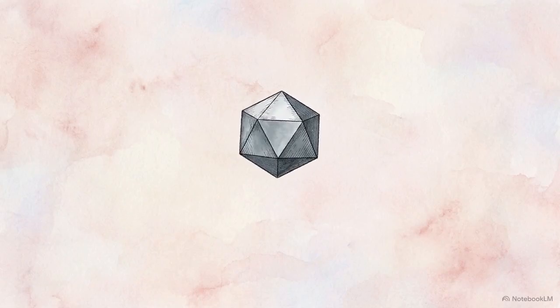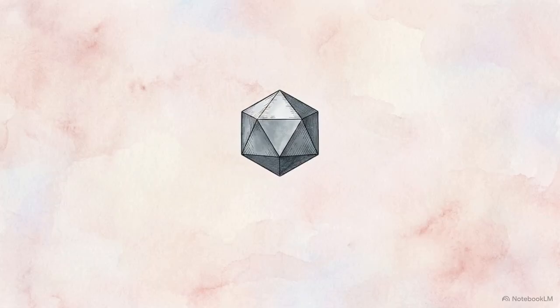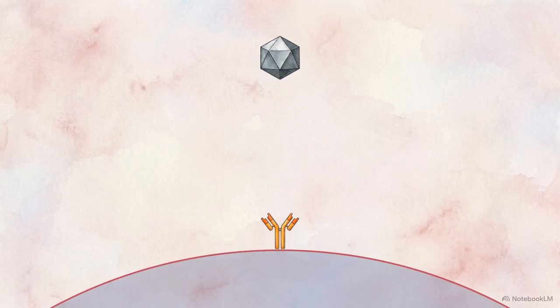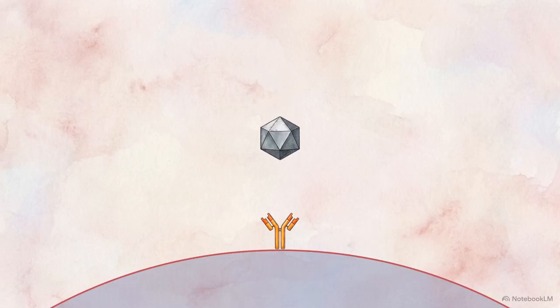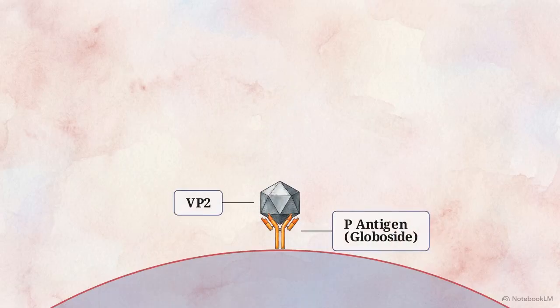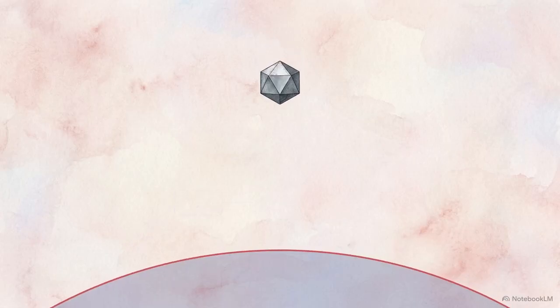B19V is an erythroparvovirus, a non-enveloped, single-stranded DNA virus. This animated diagram illustrates how B19V enters a host cell. Its clinical pathology is driven by strict tropism. The VP1U and VP2 regions of the capsid physically interlock with the blood group P antigen, a globoside receptor found exclusively on human erythroid progenitors in the bone marrow.